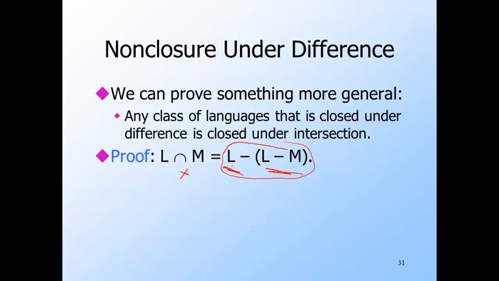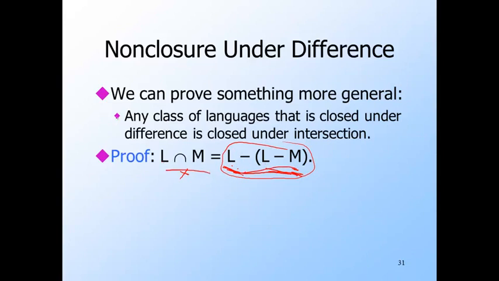For the other direction, suppose X is in L minus M. That's this guy here. Then X is in L, and it's not in L minus M. But if X is in L but not in L minus M, it must be that X is also in M. Thus, X is in L intersect M. That proves containment in the other direction, that is, X here implies X there, and that proves the equivalence of these two expressions.